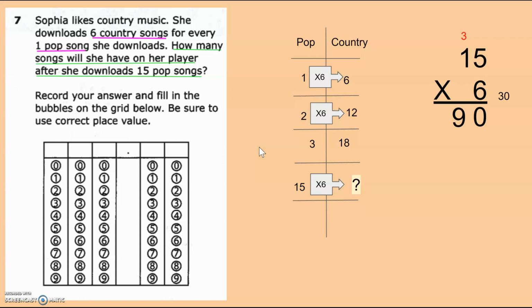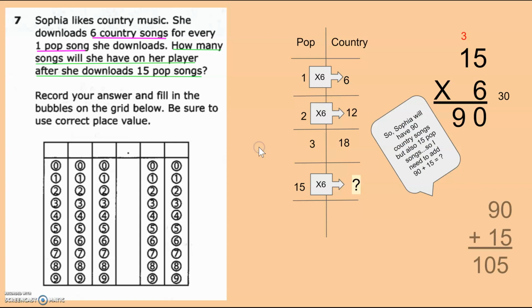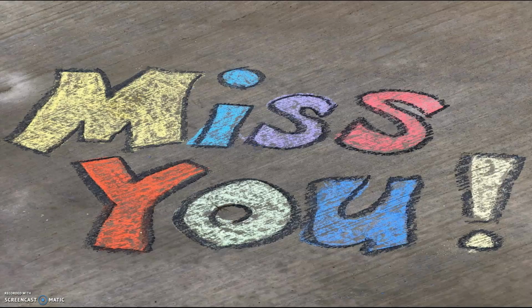But the question asked me how many songs she's going to have on her player. Well, if Sophia has 90 country songs, she's also going to have those 15 pop songs. So you need to add 90 plus 15 to get 105. Then go through and bubble them in your bubble sheet. Put the 5, the 0, and the 1. Make sure nothing's on the other side of the decimal because we had no decimals here.